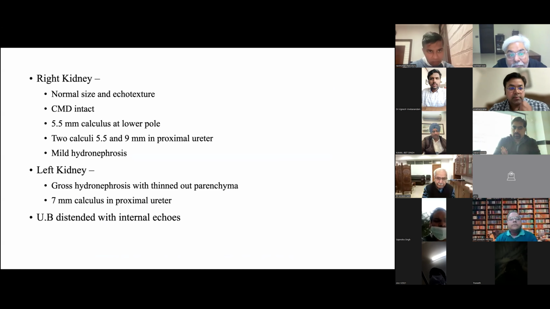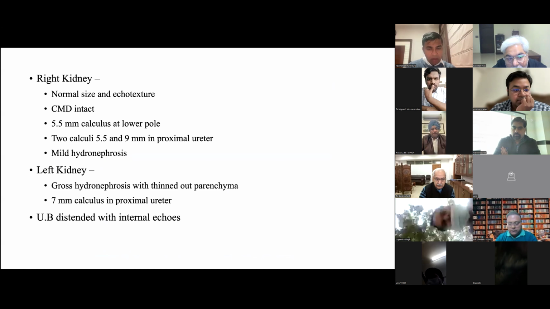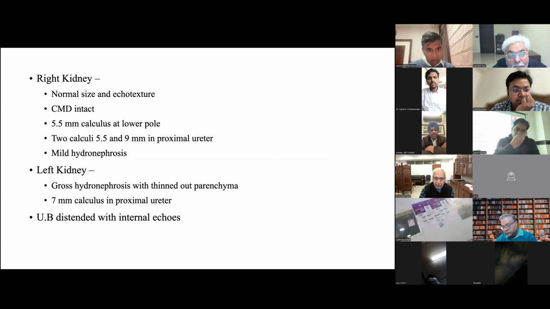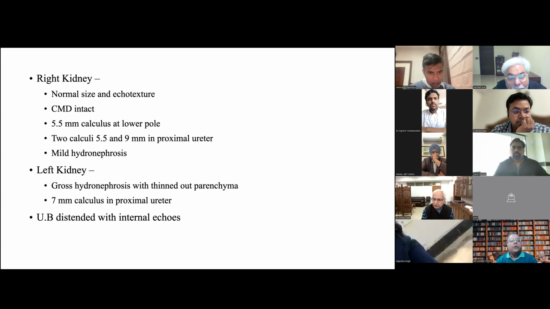The right kidney was normal in size and echotexture. The corticomedullary differentiation was intact. A 5.5 millimeter calculus was present at the lower pole, and two calculi, 5.5 and 9 mm in diameter, were present in the proximal ureter with mild hydronephrosis.